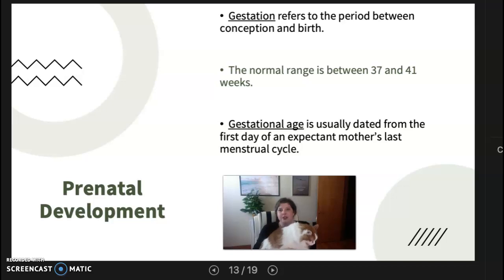Okay, so gestation refers to the period between conception and birth. The typical gestation range is between 37 and 41 weeks, and you start dating it from the first day of the mother's last menstrual cycle. So that's how it's calculated. And then there are sort of 3 stages that happen throughout the gestation period.